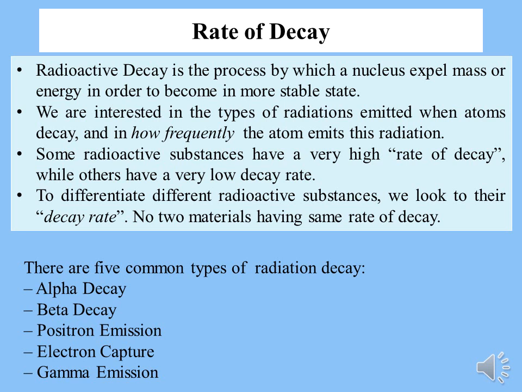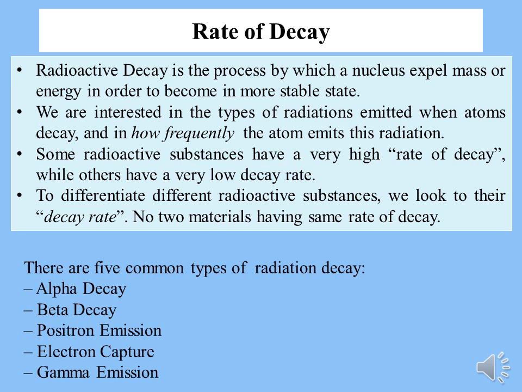Rate of decay. Radioactive decay is the process by which a nucleus expels mass or energy in order to become more stable. We are interested in the types of radiation emitted when atoms decay, and in how frequently the atom emits this radiation. Some radioactive substances have a very high rate of decay, while others have a very low decay rate. To differentiate different radioactive substances, we look at their decay rate. No two radioactive materials have the same rate of decay.